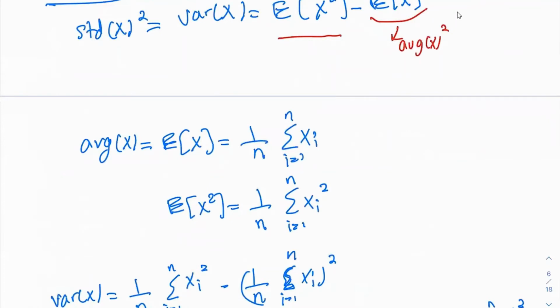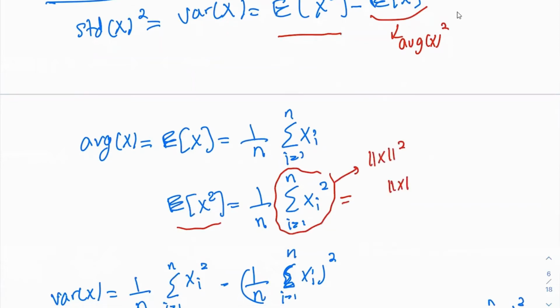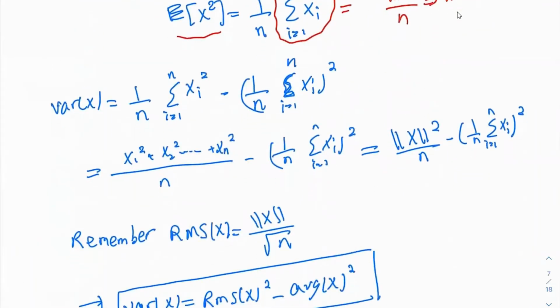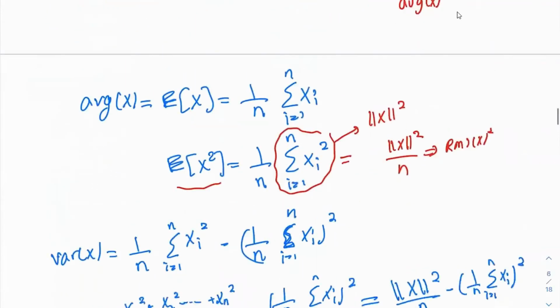This expected value of x squared: we said that in the context of a vector, we write the PMF, but we assume all of them have a PMF of 1 over n. It's the sum from i equals 1 to n of xi squared times 1 over n. Now, what is this? This is just the norm of x squared. So this one, in a sense, is the norm of x squared over n. Well, this is nothing but the RMS of x, right? And that's what I wrote for you here. So in a sense, we get RMS of x squared minus the average of x squared.